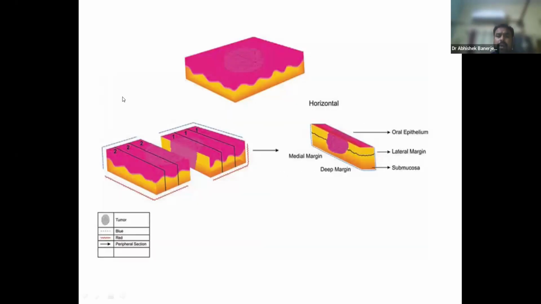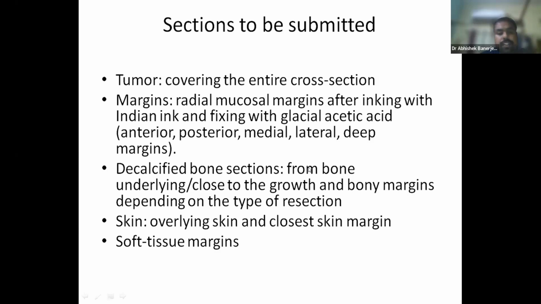So this is how a schematic diagram is shown again. This is the oral epithelium, lateral margin, deep margin. So you need to see everywhere, and below this is the bed. The sections to be submitted are the tumor, the margin, the decalcified bone section, skin, and the soft tissue margins.